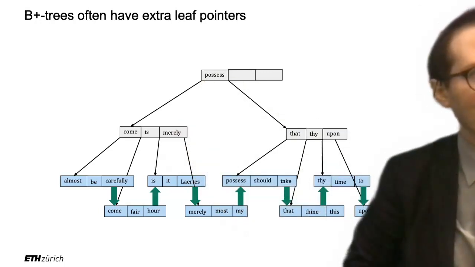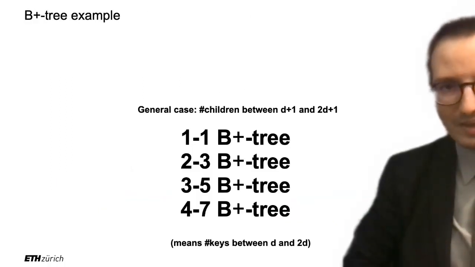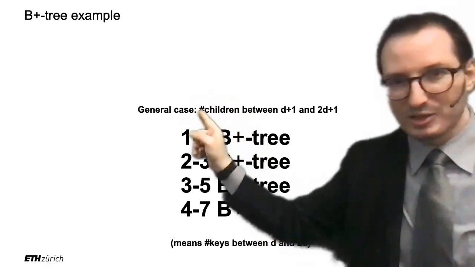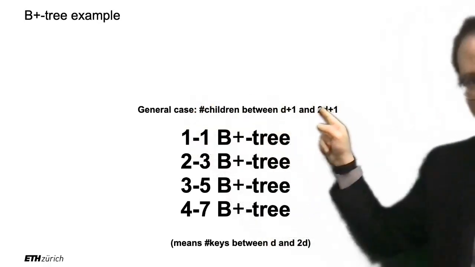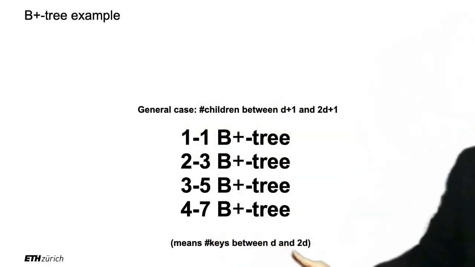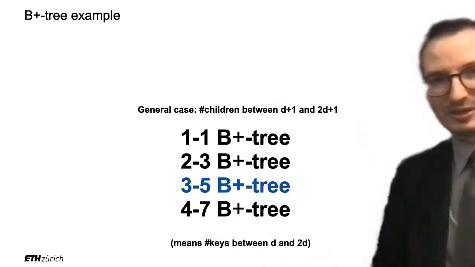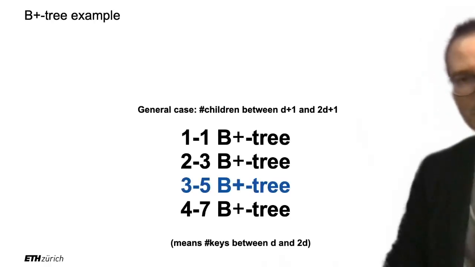Okay. Any other questions? All right. So basically children between d plus 1 and 2d plus 1 means the keys is between d and 2d, right? That's basically how it translates.